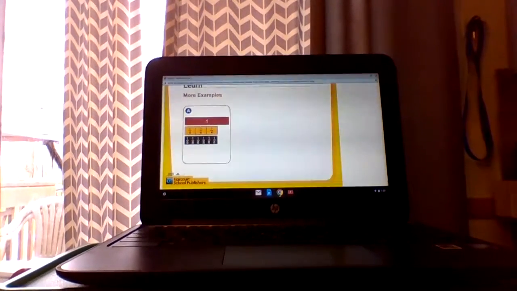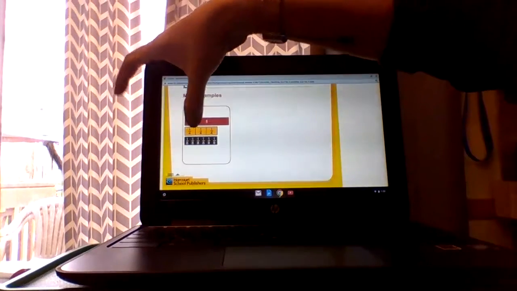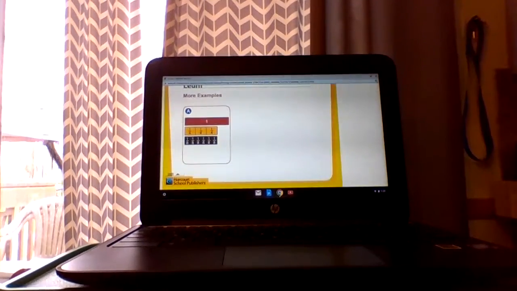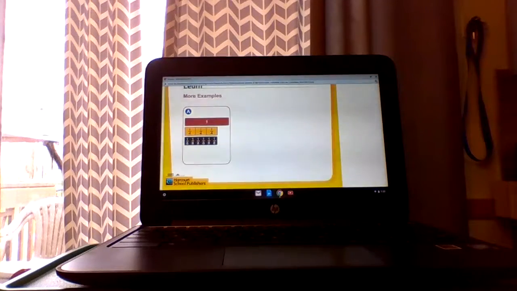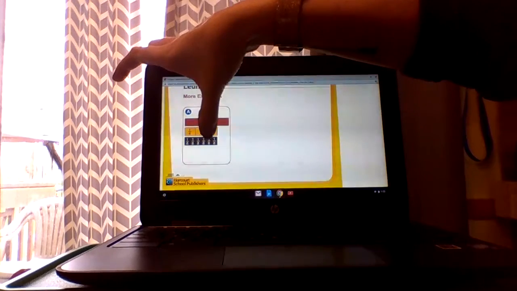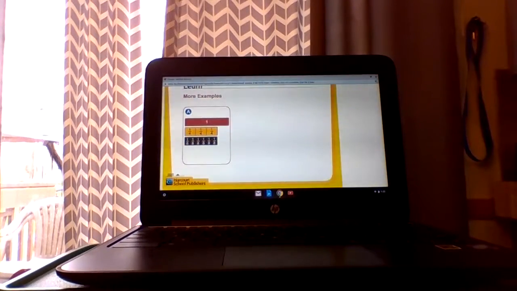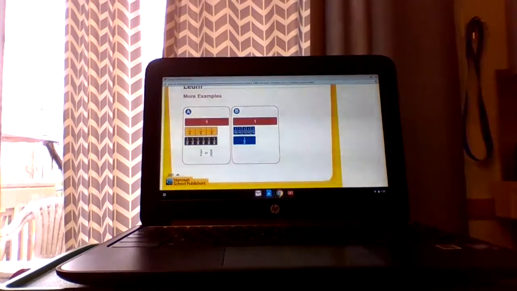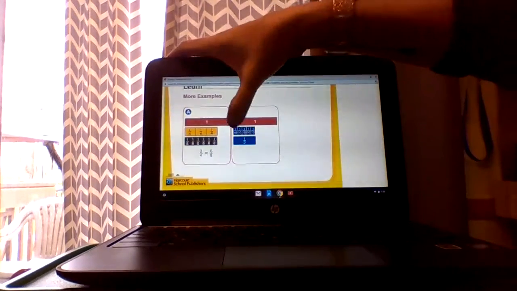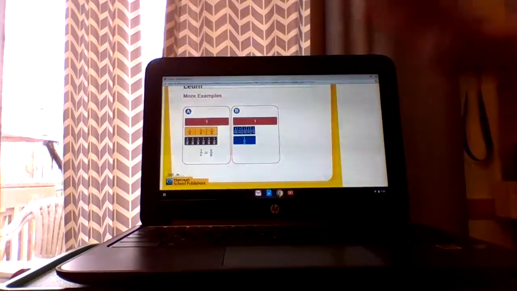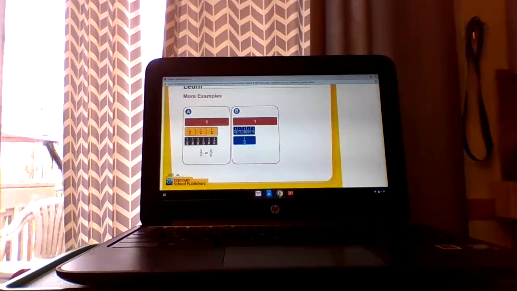Look at all these examples. Okay. 1, 2, 3, 3/4. 3/4 is equal to or equivalent to 1, 2, 3, 4, 5, 6/8. 3/4 is equivalent to 6/8. Ooh, I like this one. 1, 2, 3, 4, 5/10. 5/10 is equivalent to 1/2. Wow.